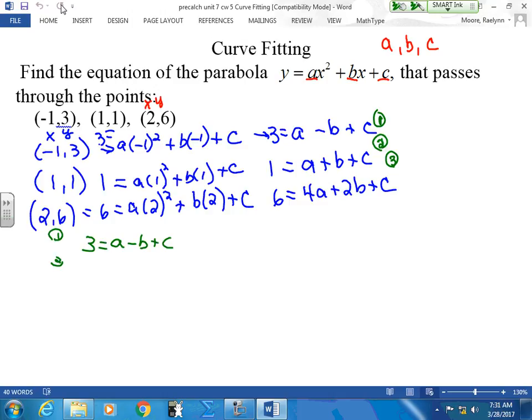Keep your work as organized as possible, because you're working with a lot of things going on here. So when we eliminate, we get rid of the B. This is equation A. Now we have to take two others and eliminate the B. Which ones would you like to use? 1 and 3. One has a negative, one has a positive. That works out nicely for us. So we'll use 1 and 3.